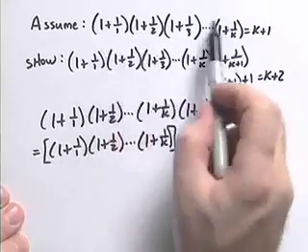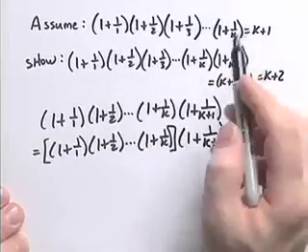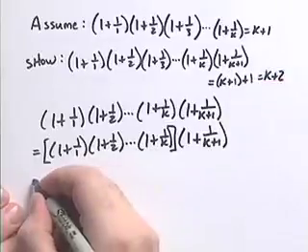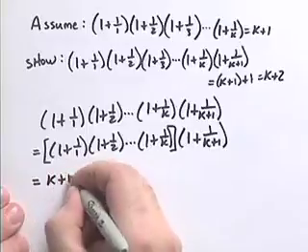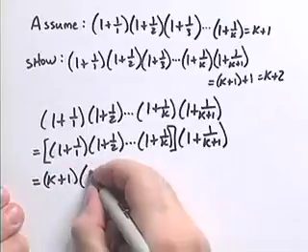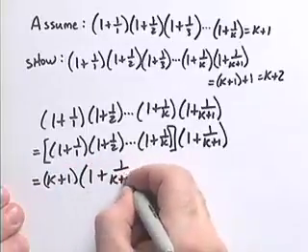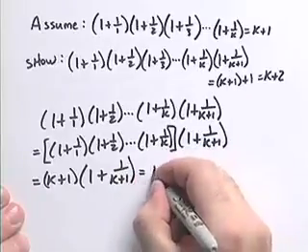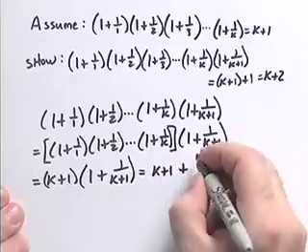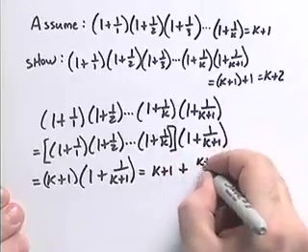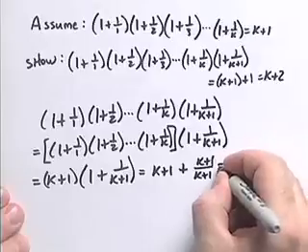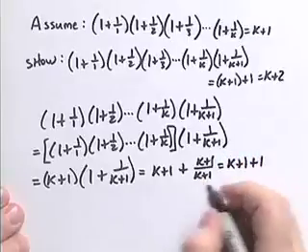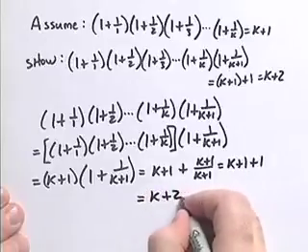Now, since we've assumed that this equation is true, everything in brackets here we can replace with k + 1. So this will equal (k + 1) times (1 + 1/(k+1)). This will give us k + 1 plus (k + 1)/(k + 1). So we get k + 1 + 1, which is equal to k + 2.